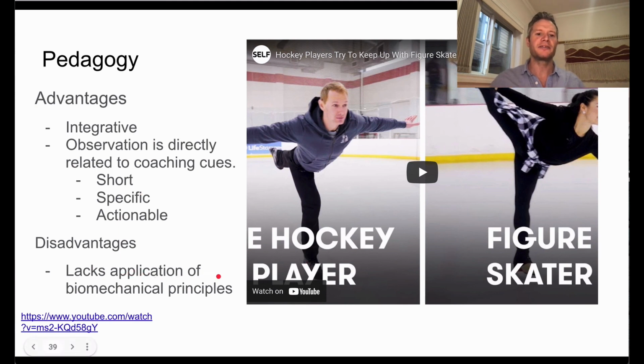Okay, the disadvantages is it doesn't really have a logical or sequential component in the sense that it doesn't apply biomechanical principles. We're not looking at limb speed. We're not looking at forces applied or anything like that, which kind of lacks a little bit of that information. Okay.